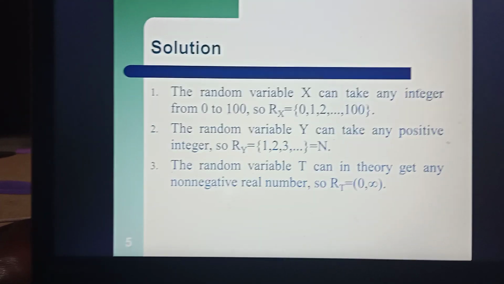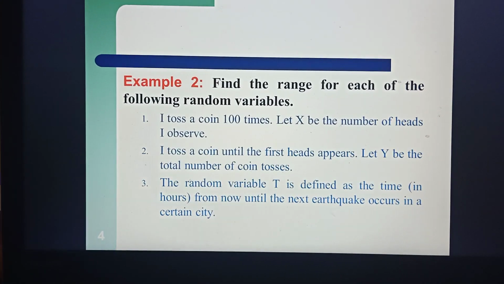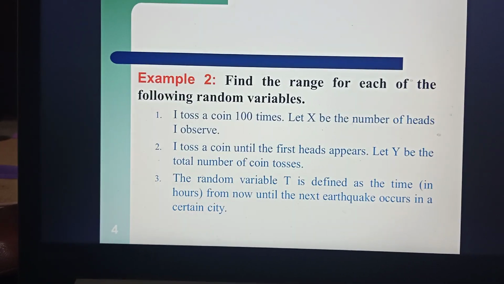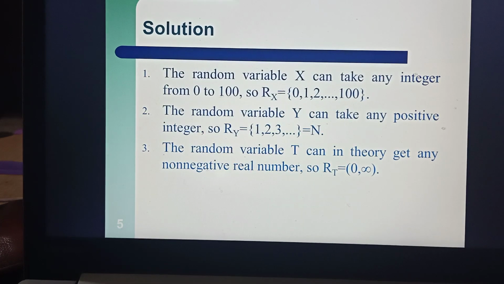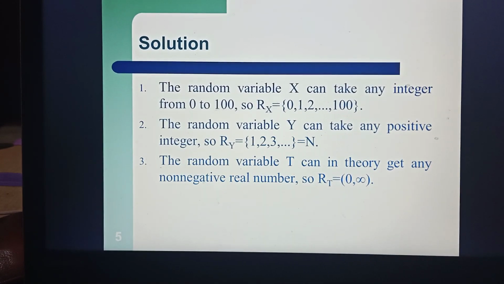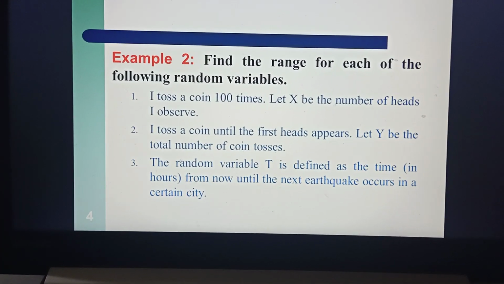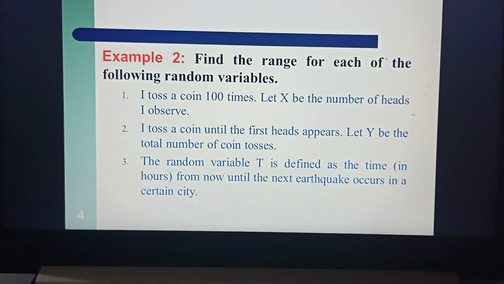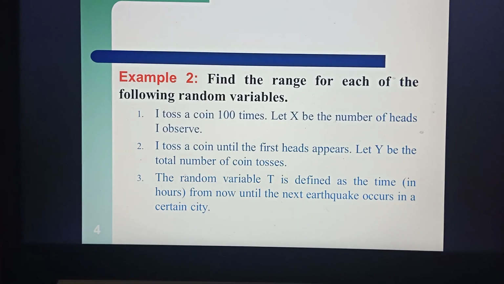Okay. Now the next question is, I toss a coin until the first head appears. So let y be the total number of coin tosses. Now again, y can take any positive integer. Now y is not the number of heads. y is the number of times the coin toss has happened. So the number of times you toss the coin is what we need to find out.